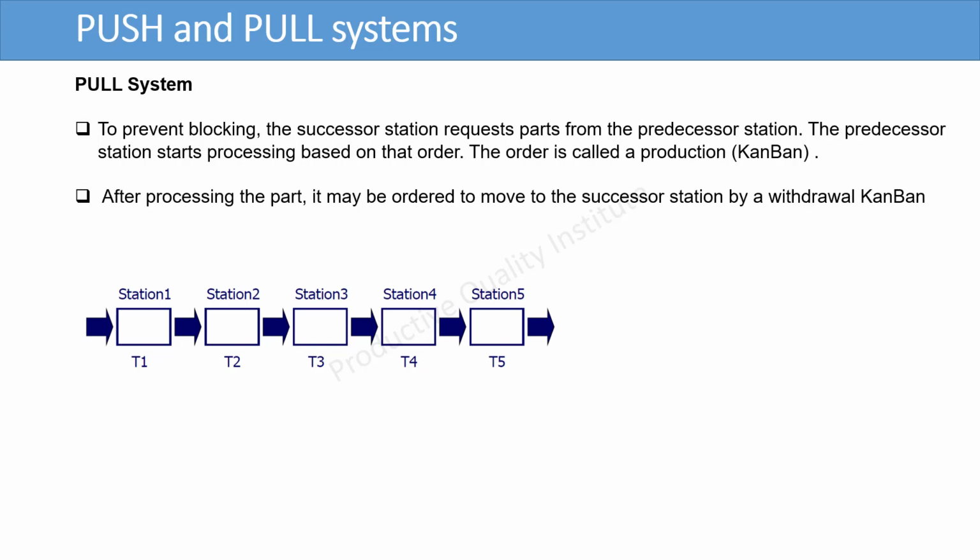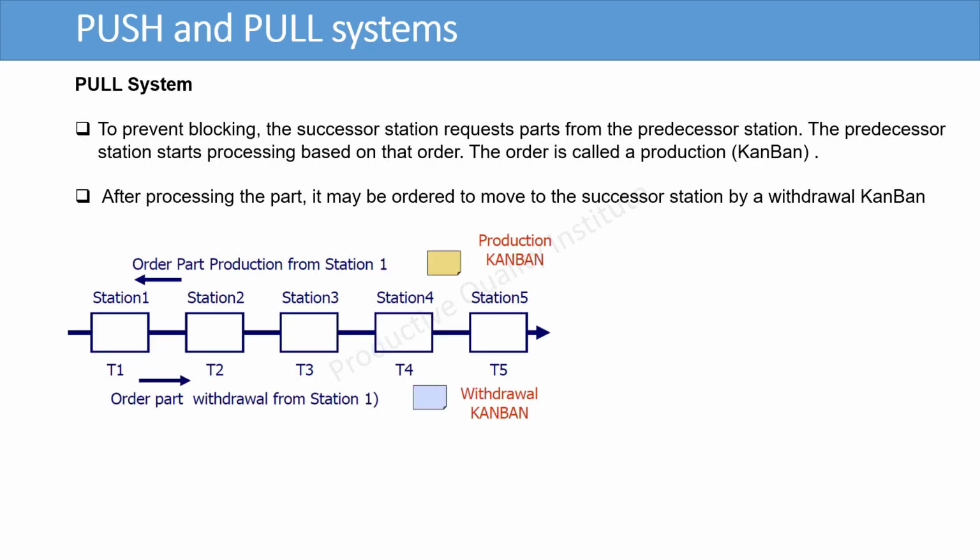Pull system. To prevent blocking, the successor station requests parts from the predecessor station. The predecessor station starts processing based on that order. The order is called a production Kanban. After processing the part, it may be ordered to move to the successor station by a withdrawal Kanban.